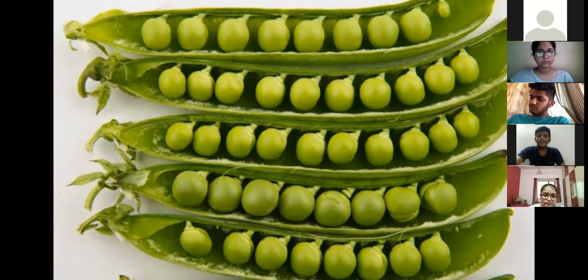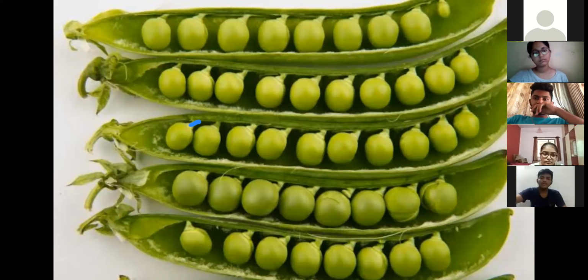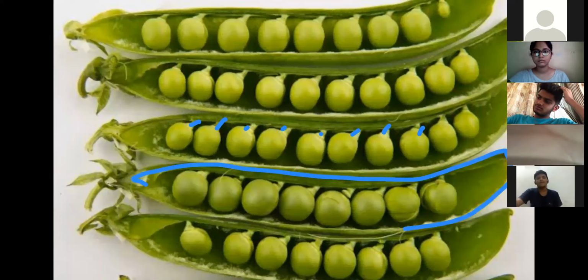Now, आपने actually ये सब देखा है. Have you ever seen in peas this structure? See, only this much, not that entire seed. Have you ever seen this? Right? These are placenta. You know, this is the entire fruit.